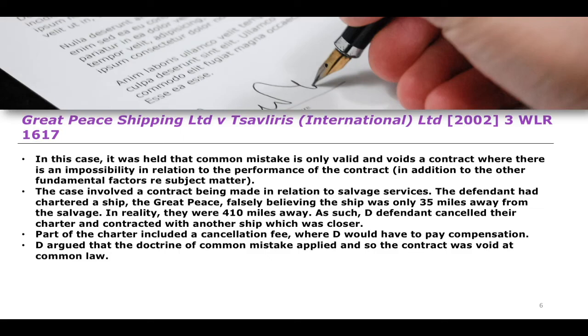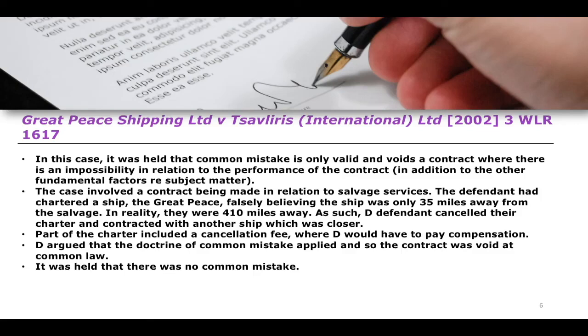And they sought to make this claim on the doctrine of common mistake because the ship was 410 miles away when he mistakenly believed it was in fact only 35. It was held, however, that there was no common mistake. And the reason for this is because when you talk about the concept of common mistake, it can only void a contract where there is an impossibility in relation to the performance of the contract itself. It was not impossible for the Great Peace to perform salvage services.